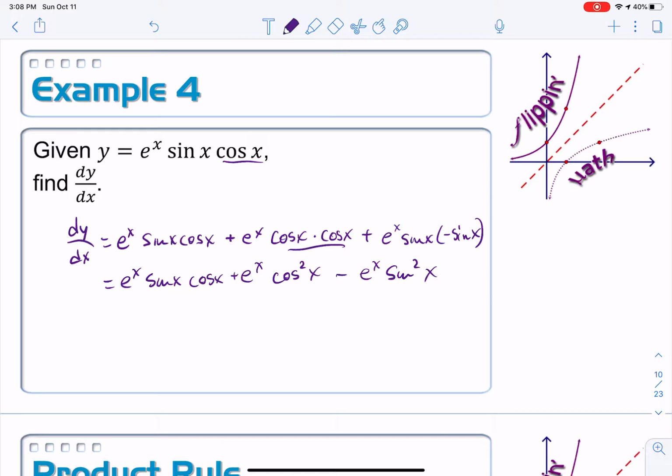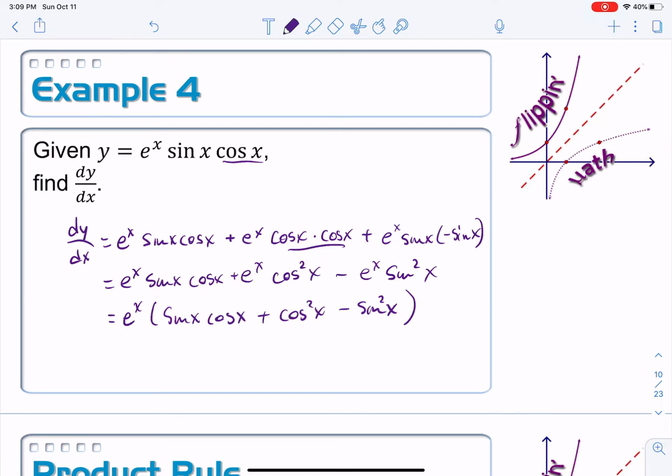I'm just doing the algebra on this because what if this was a multiple choice question and I just have to match up my answer with theirs? And I just have to do some transformations till I get there. Maybe I factor out an e to the x, and then I have sine x cosine x plus cosine squared x, and then minus sine squared x. And then maybe there's some sort of identity that we could use here.